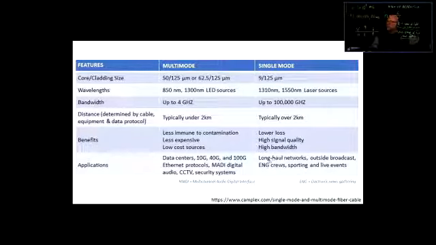Now, when it comes to single mode, we have long haul networks between cities, ENG, electronic news gathering, sporting and live events. So it's long haul outside broadcast, long haul networks, all the internet communication between the cities, intercity communications and so on. They would use single mode because they can transmit the signal over a longer distance.